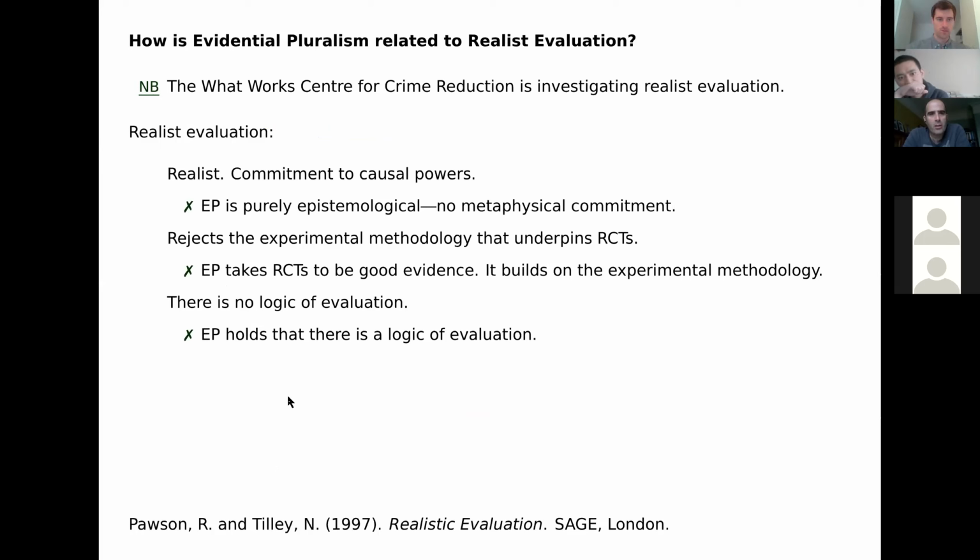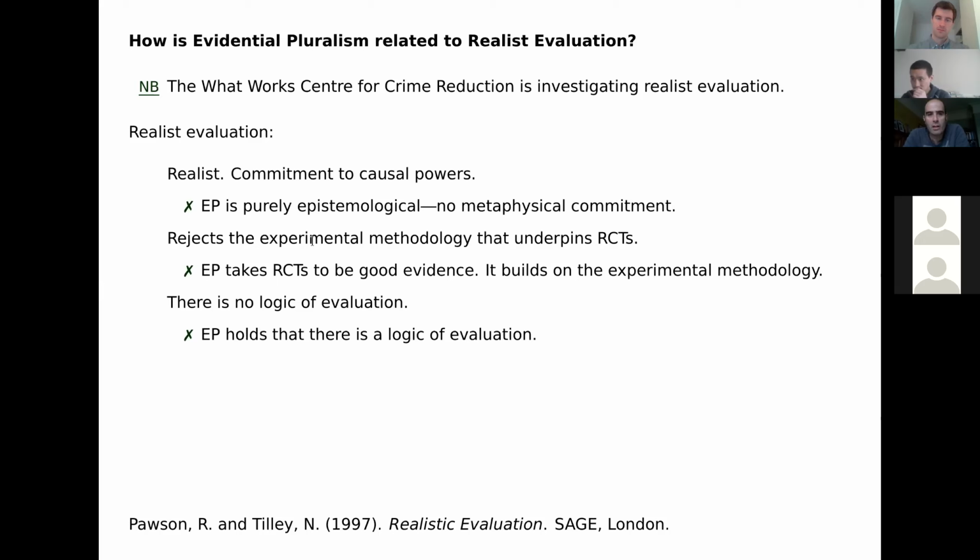I just want to briefly note that one of the What Works centres is investigating realist evaluation as an alternative to the standard evidence-based view to evaluation. Realist evaluation is based on literature of critical realism, and this does look at mechanisms. So it's an alternative approach that also values mechanisms. But there are various differences between the realist evaluation approach and that of evidential pluralism. First of all, realist evaluation is realist. There's a commitment to causal powers. Evidential pluralism is a purely epistemological theory and doesn't make any specific metaphysical commitment about causation.